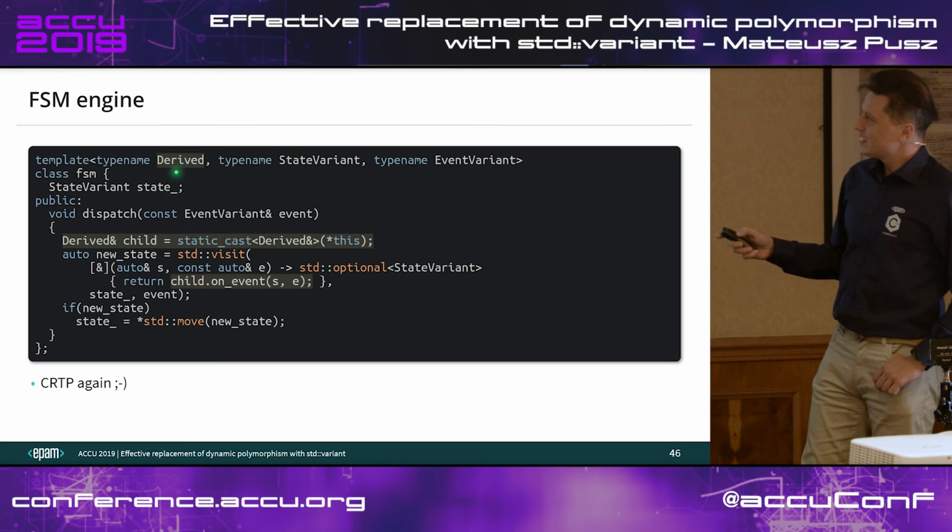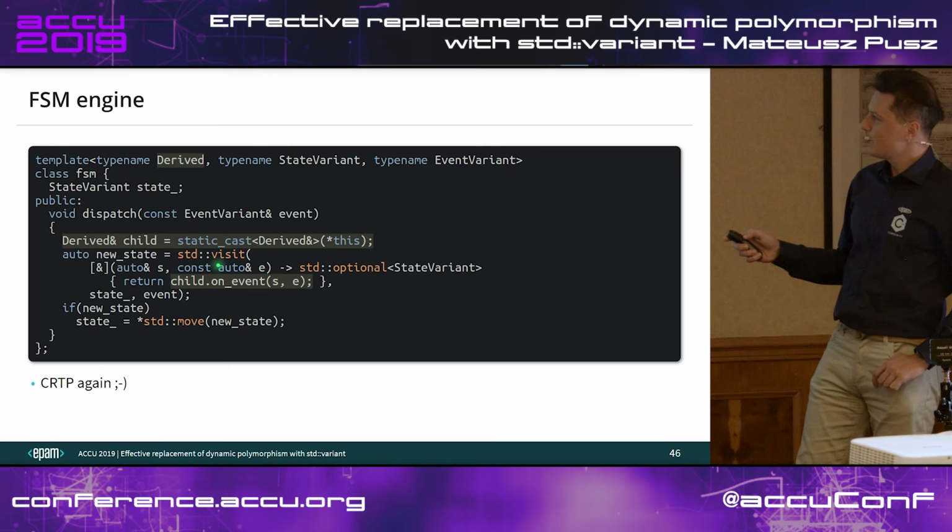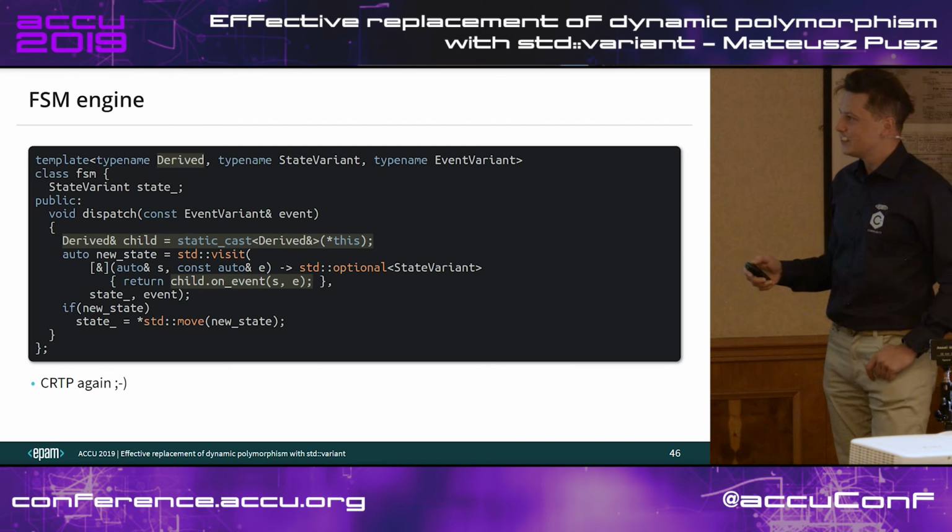So we are saying that our child type of our Finite State Machine, so thing that derived from our Finite State Machine, is this. And then we can forward with our lambda visitor that takes every state and every event, can forward it to our child class for implementation of on-event function.